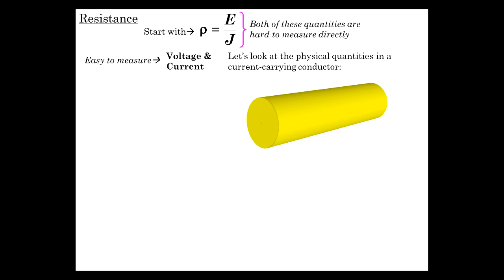So here's our conductor, and it's going to carry current. It's got length L, and it's got cross-sectional area A. It's going to have an electric field that's pointing in this direction, which means, I hope you realize, that the voltage increases in this direction. As we go in this direction against the E field, we're going from lower to higher potential.